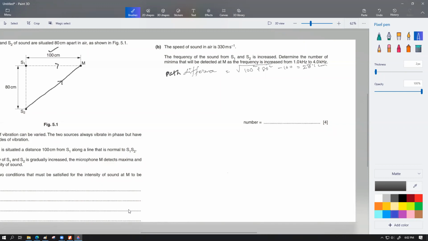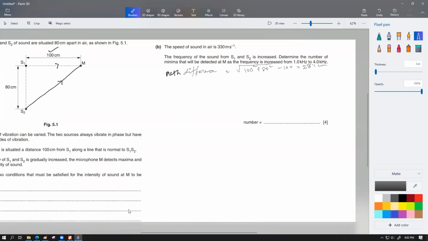Now, we need to find this out. The question tells us that the speed of the sound in air is 330 meters per second. The frequency of sound from S1 and S2 is increased. Determine the number of minima that will be detected at M as the frequency is increased from 1 kilohertz to 4 kilohertz.